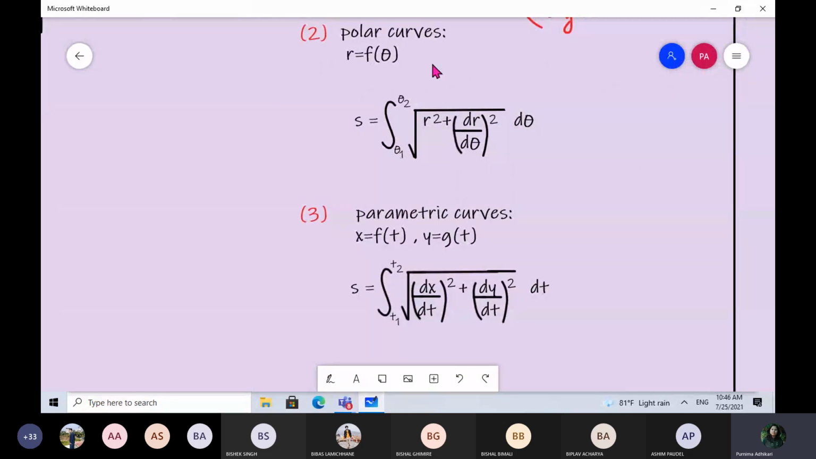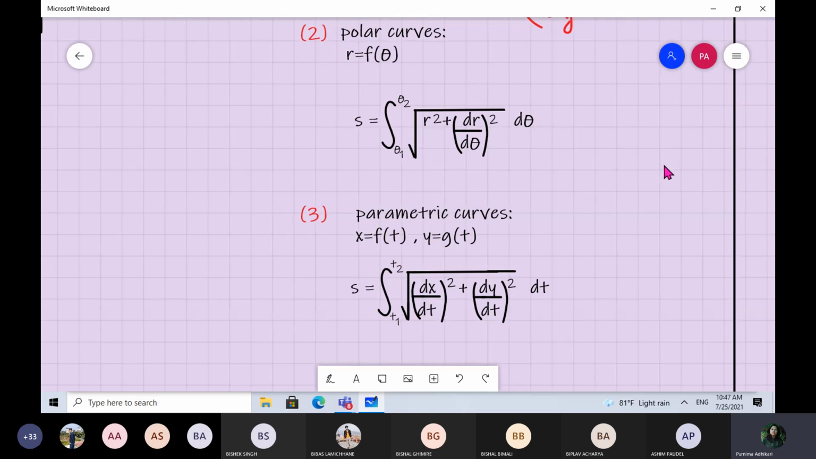So polar curves, your formula is theta 1 to theta 2, because in a polar curve your function is in terms of theta, so you will have everything in terms of theta, right? So d theta means integration with respect to theta. So theta 1 to theta 2 change in theta values, and your function will be root under r square plus dr over d theta square. For parametric curves, you will have dx over dt square plus dy by dt square, root under, into dt. Because every function is in terms of t, limits of integration is change in t. Okay, this is for parametric curves.